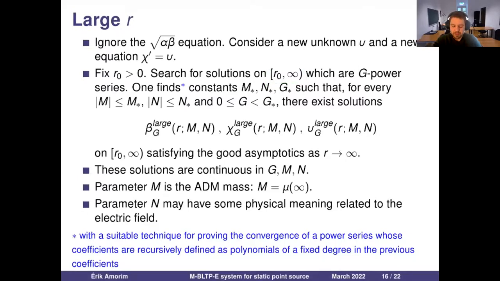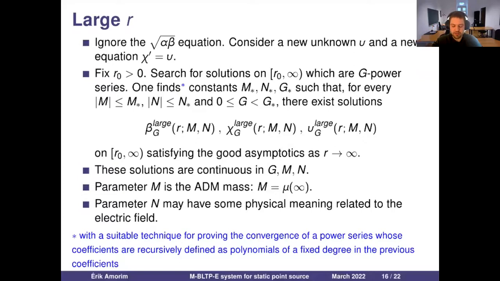I'm going to be searching them as power series in G. You expect them to exist because the equations are analytic in G, right? They are even a linear function of G. And it turns out you can do that. One finds, asterisk, I'm going to talk about that later, but one finds that you can find solutions parameterized by two parameters, M and N.